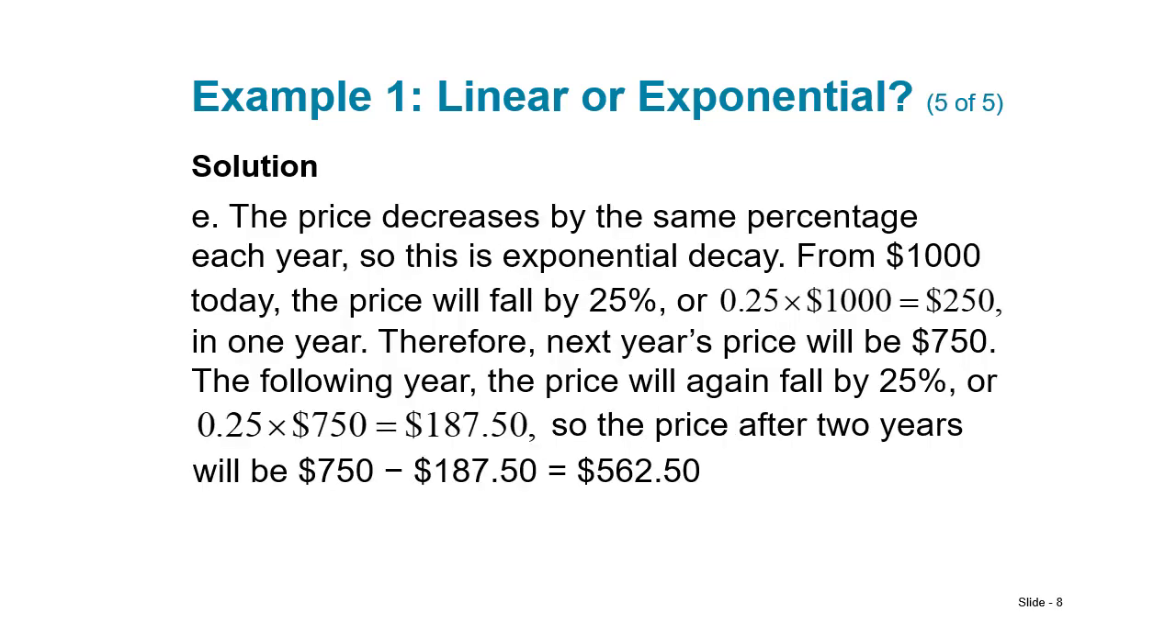And then E, it decreases by the same percent, right? Goes down by 25%. So it goes from 1,000, take away 25%, now it's 750. The following year, the price will fall again by 25%. So you take 25% of 750, which is 187.50. You subtract that, and it'll now be down to $562.50, or almost half price, right, in 2 years.